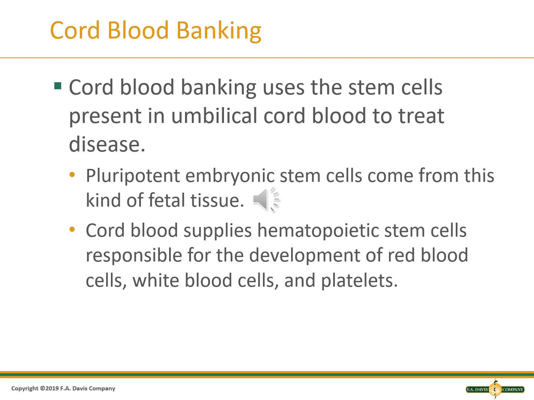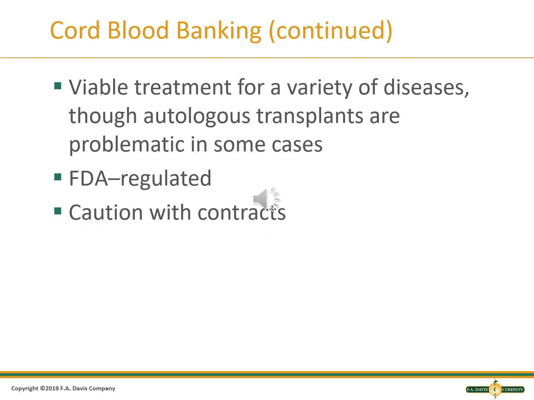Private cord blood banking charges a fee, but the family can access the blood for future use if they need it, if a disease or something arose down the road. Cord blood banking can be used to treat various diseases and is regulated by the FDA. Public cord blood banking is more accepted because of the low cost for donors. And then the American Academy of Pediatrics actually advises against private cord blood banking unless there's a family history of a certain genetic disease.